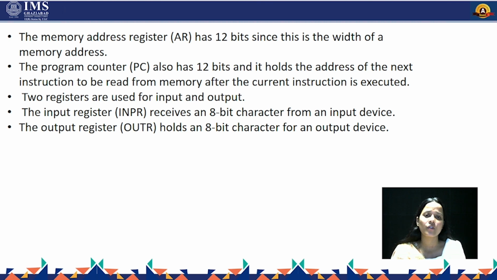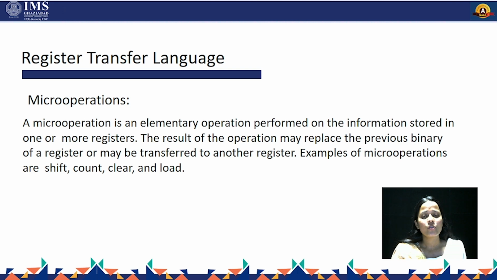In the next, this is the explanation of each register. Like address register, which is of 12 bits and it holds the address for the memory. The PC holds the address of the next instruction which is going to be executed. And the two registers, as we have discussed earlier, which we use for input and output. INPR is for input, INP input, R for register, which holds an 8-bit value. And there is OUTR, out for output, and R for register, which again holds 8-bit information. This was all about registers.